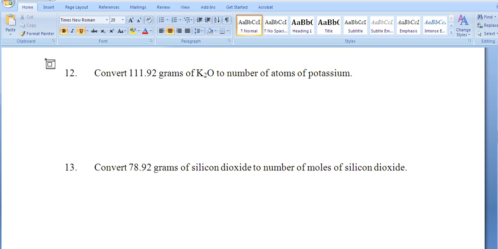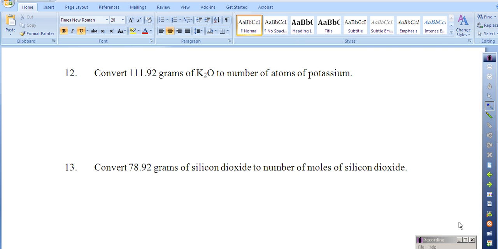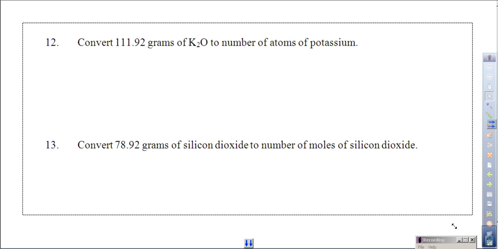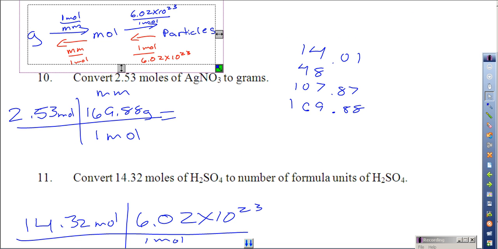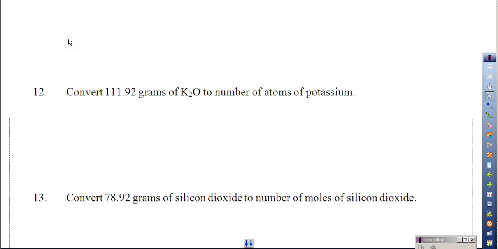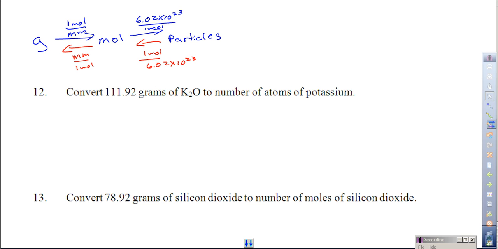All right, this one, number 12, I'm going to do with you guys because this one's a little bit harder. This problem says convert 11.92 grams of K2O to number of atoms of potassium. So this is actually 2 parts to a problem. The first part is the number of formula units of K2O.